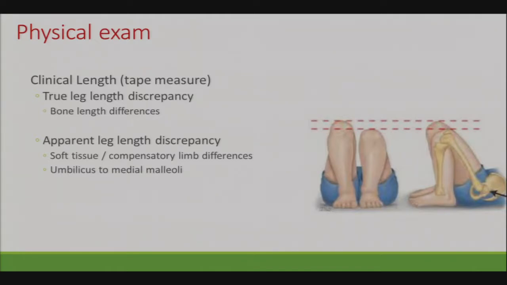There's what's called true and apparent leg length discrepancy. We talk about this some in trauma conference. Apparent leg length discrepancy is not a true length difference in the bones, but it's often related to soft tissue contracture. True leg length discrepancy is where the actual bone lengths and limb lengths are different.